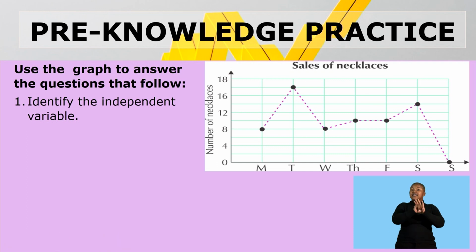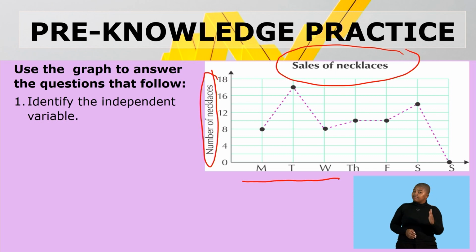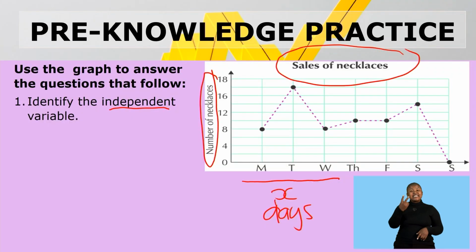Identify the independent variable. Now, what is this graph about? It is about the sales of necklaces. There is the number of necklaces, and then at the bottom, the x-axis is the number of days. Now remember, if I sell necklaces, I need to be able to go to the market, and I can only go to the market on a day. There must be days. So then the independent variable is going to be the x-axis there, and that is the days.